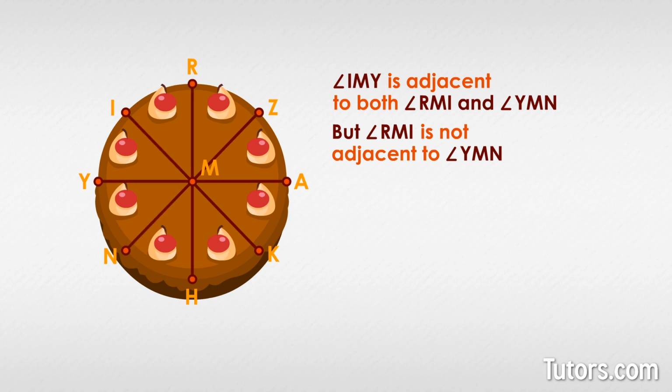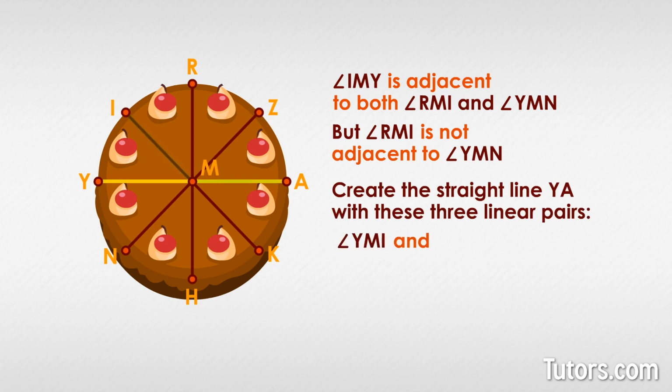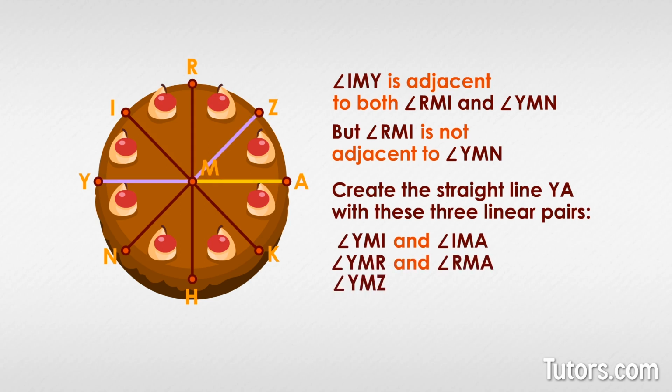Can you find any linear pairs in your birthday cake? We hope so. For each diameter of your birthday cake, 3 linear pairs exist. To see that, we can take just one line segment, YA, as an example. You can create the straight line YA with these 3 linear pairs: angle YMI and angle IMA, angle YMR and angle RMA, and angle YMZ and angle ZMA.